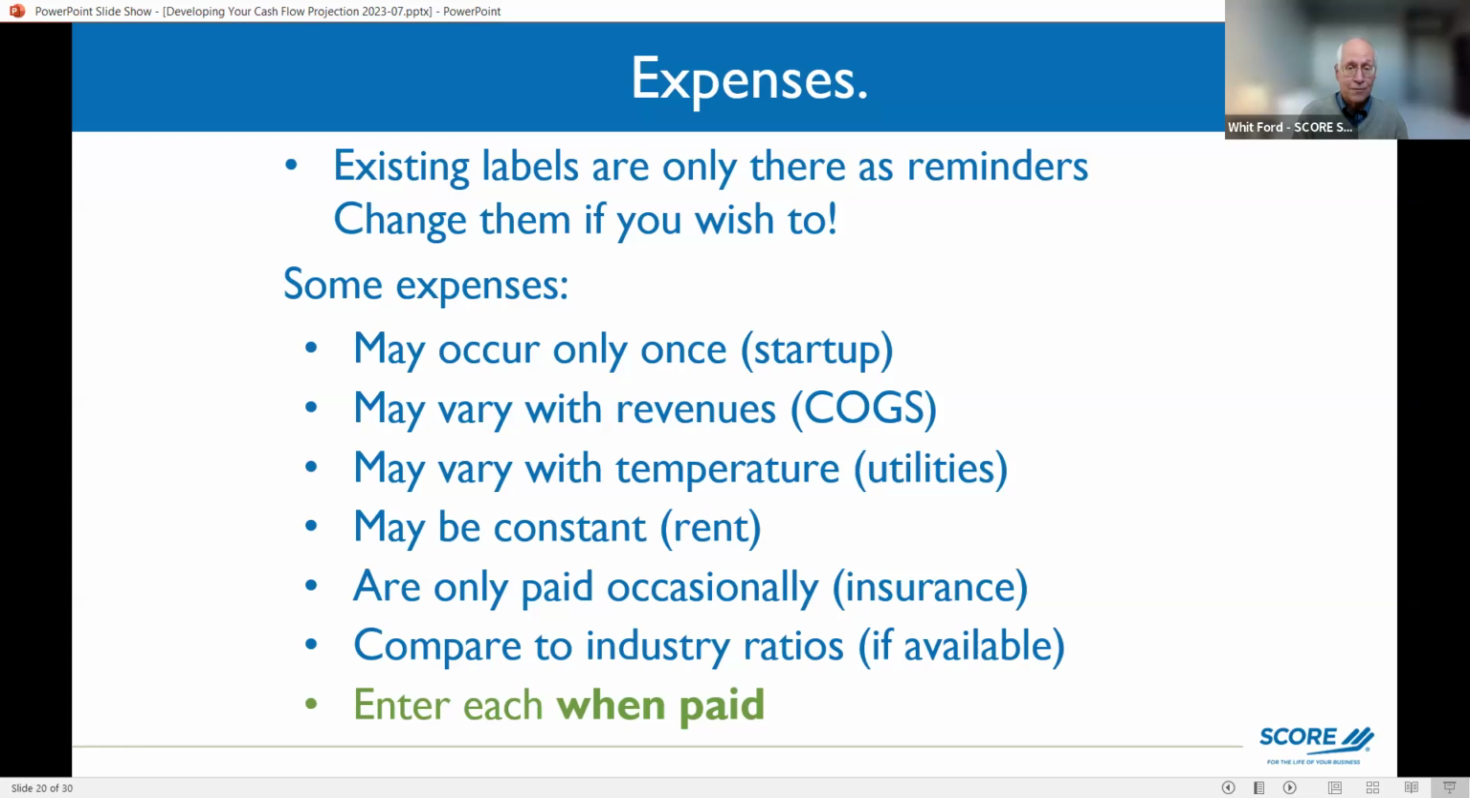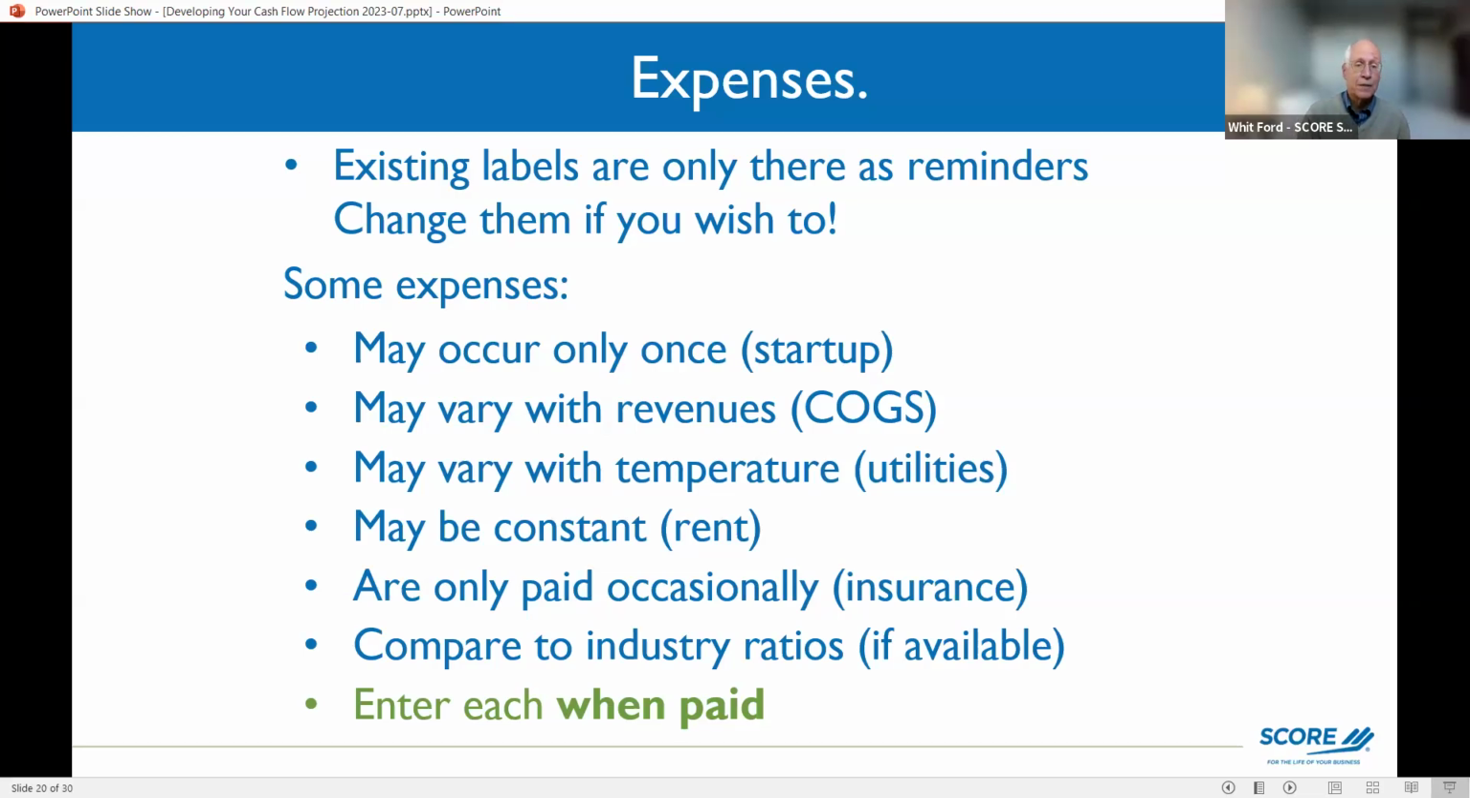Expenses could vary with temperature. For example, your utility costs are probably higher in the winter in Maine than they are in the summer. If you're down south, they might be higher in the summer than they are in the winter. Some expenses may be constant, your rent, your insurance payments.